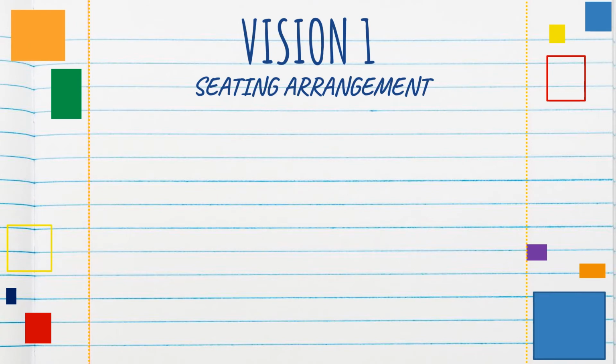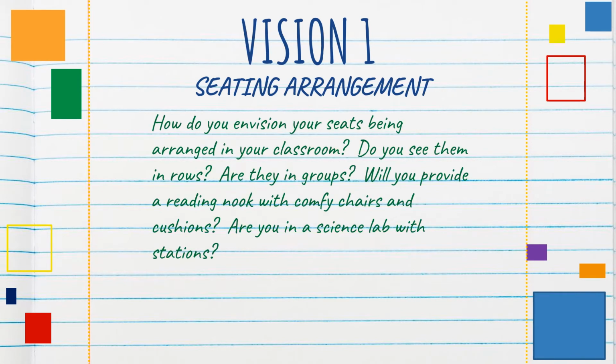First, we have Vision 1, the seating arrangement. How do you envision your seats being arranged in your classroom? Do you see them in rows? Are they in groups? Will you provide a reading nook with comfy chairs and cushions? Are you in a science lab with stations?